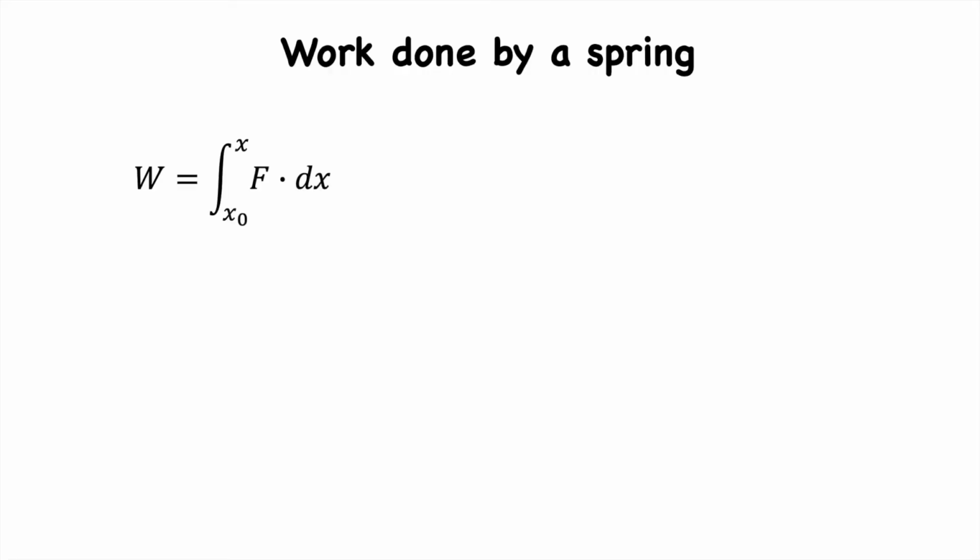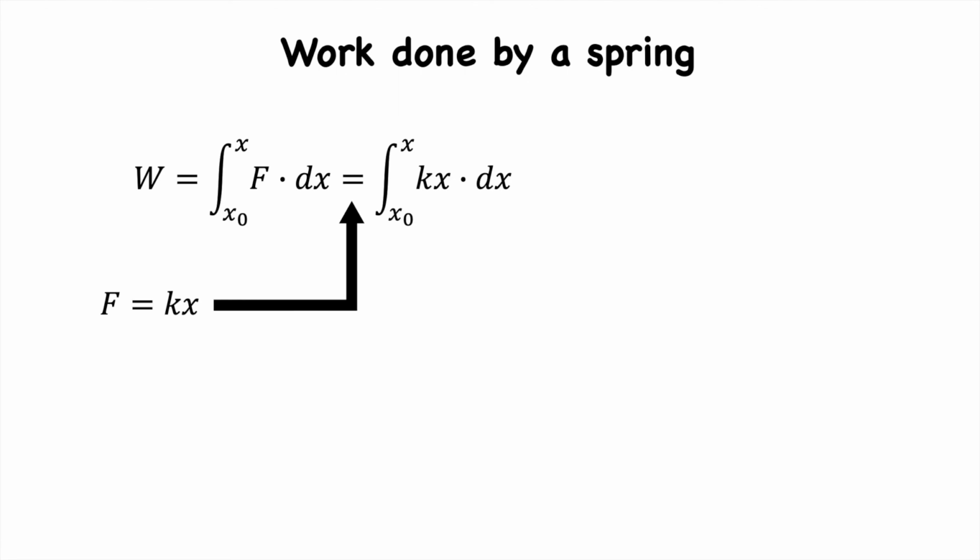Therefore, the work will only depend on the initial and final position of the free end of the spring, and this work must be equal to the change in potential energy. Entering Hooke's law into the integral for the work, we can thus obtain the expression for the spring's potential energy in this way.